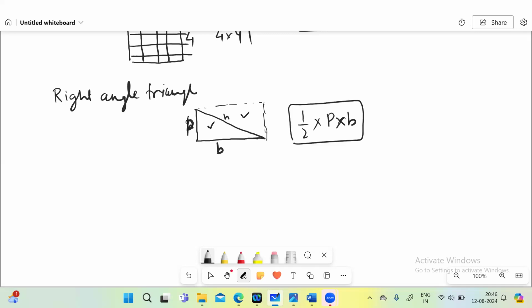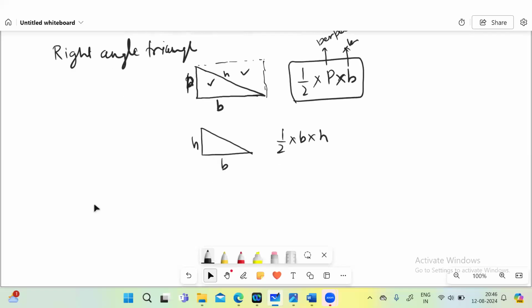So for a right angle triangle, where we are representing the right angle sides, which are making right angles, as perpendicular and base, we'll write it like this. But if we call it base and height, the area of this triangle will be half into B into H. So now, what will be the area of a triangle which is not a right angle triangle?